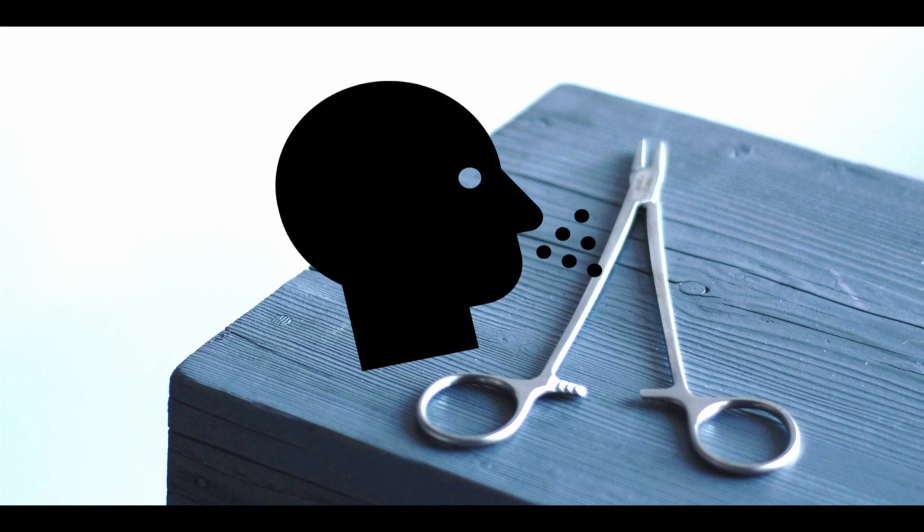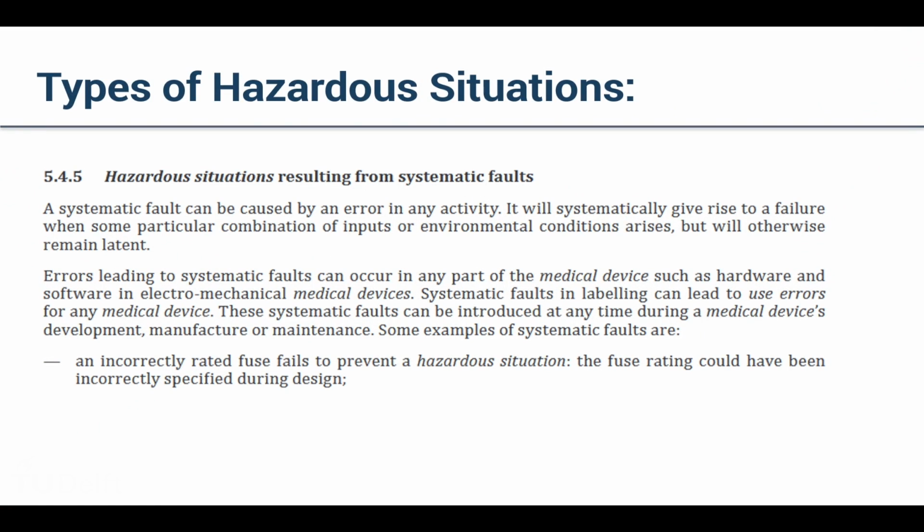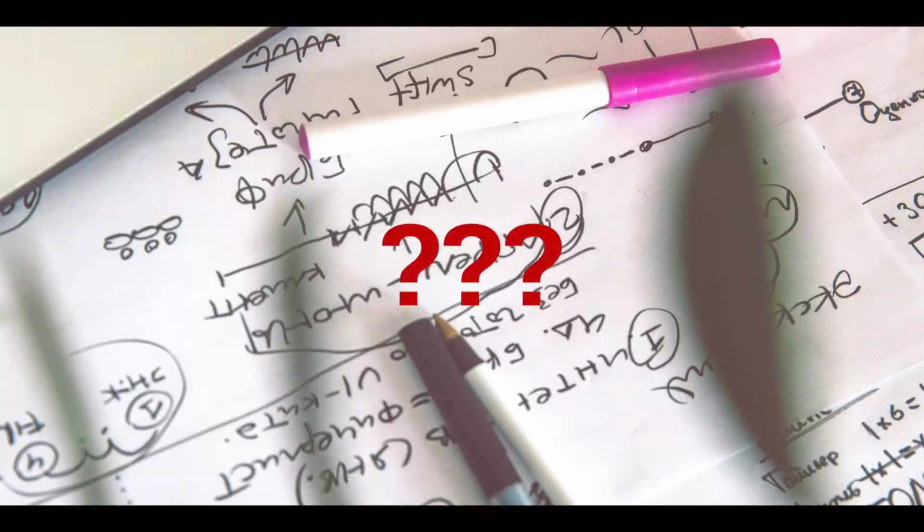Another type of hazardous situations are hazardous situations resulting from systemic faults. That's when something in the design, production, maintenance, intended use, labeling, or documentation of a device is such that it will systematically cause a failure or hazardous situation under certain circumstances. This could be when the user manual of a device has a wrong instruction, so that if the user follows the instructions, harm is caused.